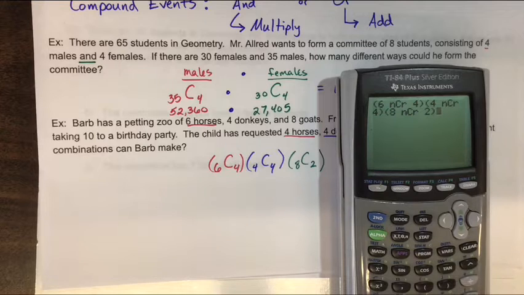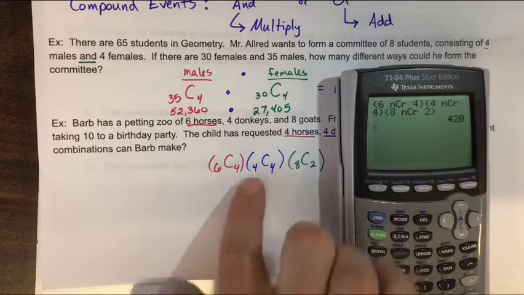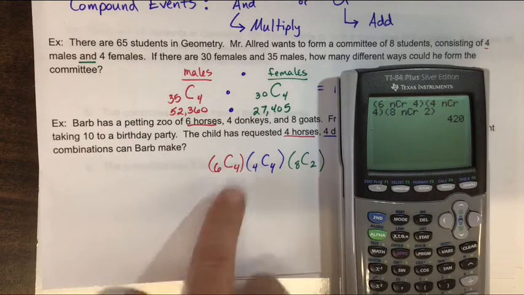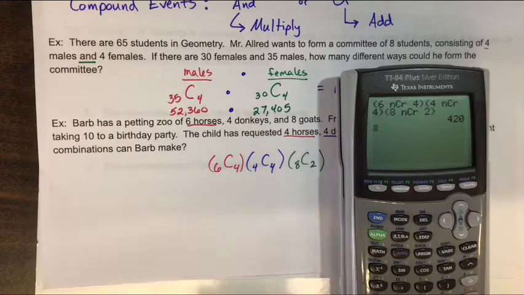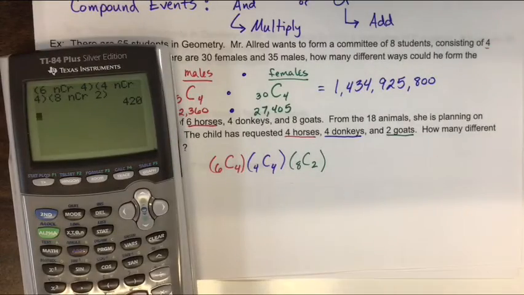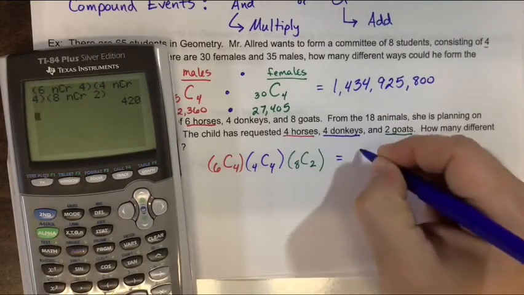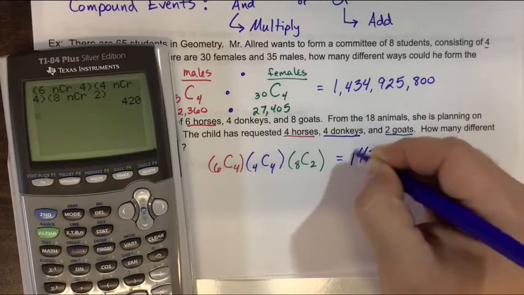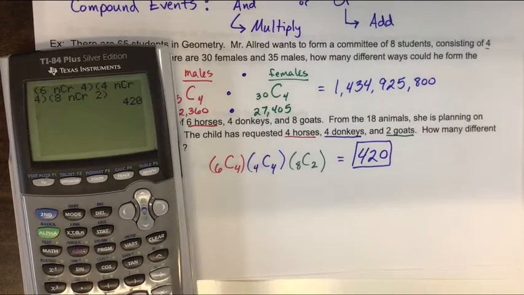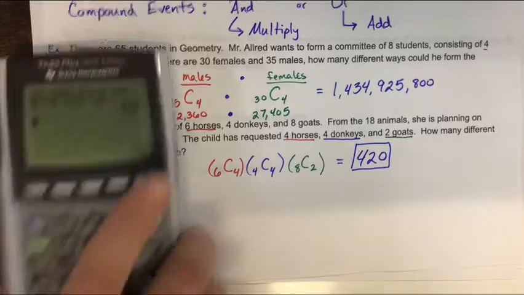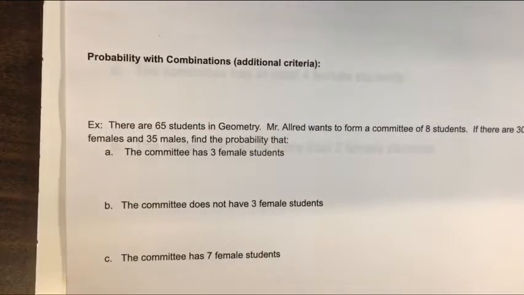Okay, so when I put all those together in the calculator, it gives me my final answer all at once. Okay, and just using parentheses with your multiplication implied between each set of parentheses gives us our final answer, 420. So there's only 420 combinations with those specific criteria. So now we're going to take a look at actually calculating probabilities where there are combinations with the additional criteria.